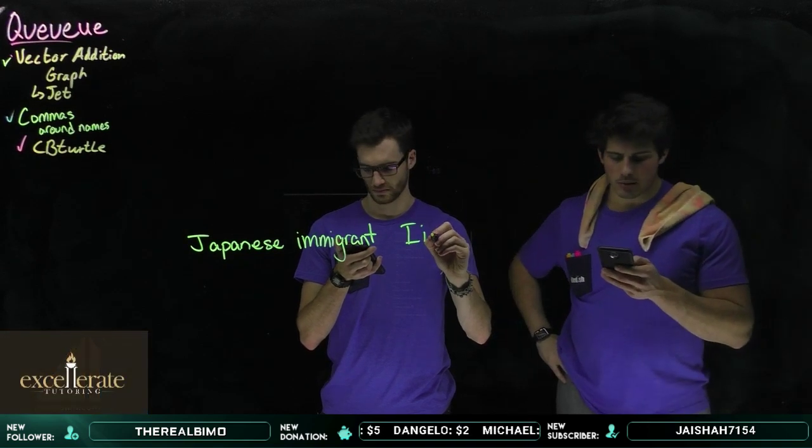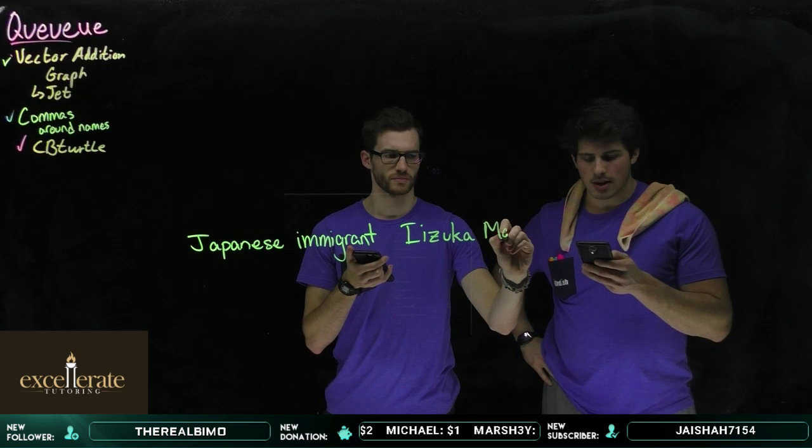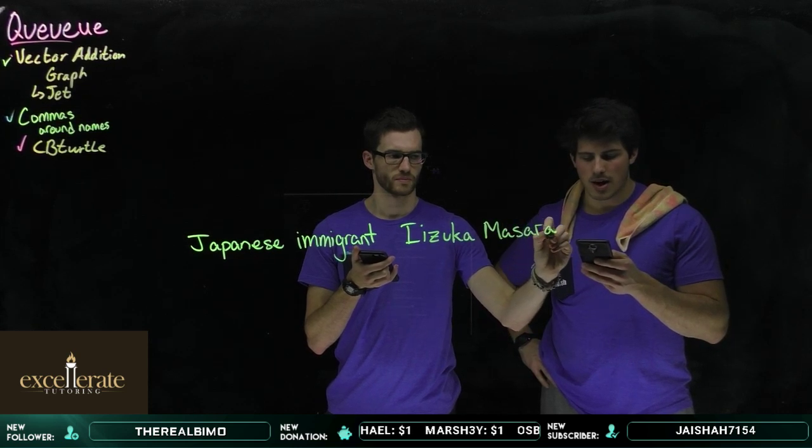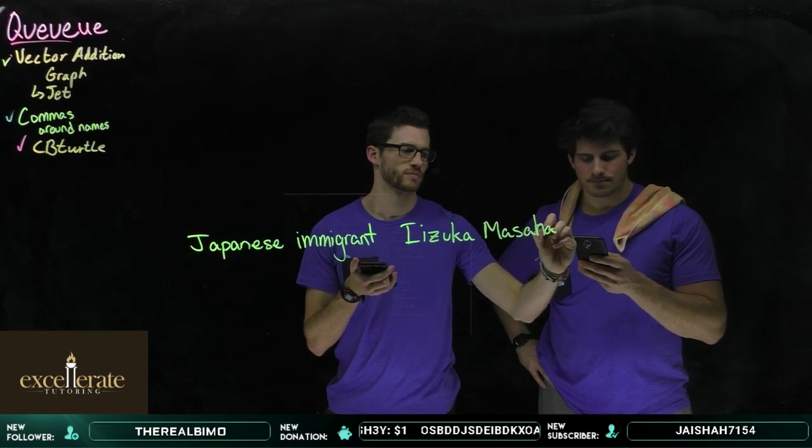So, Japanese immigrant Izuka Masahara adopted the name George Masa in 1915 when he took a job as a bellman at an upscale hotel in Asheville, North Carolina.